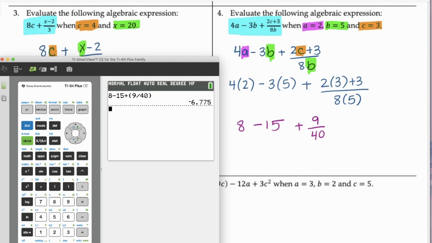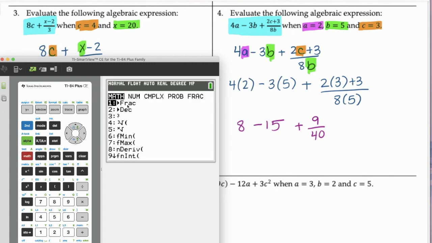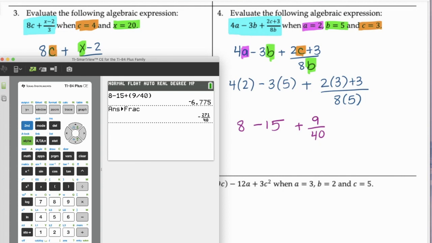Do not give us any decimals. What you want to do is always have a simplified fraction. So the calculator is awesome because this calculator can help you with simplifying your fractions. And how are you going to do that? You're going to go to math. Here's math. And I want to change this fraction. So I'm going to press frac, just enter. Now I'm going to press enter again. And the calculator gives me my fraction value. So this is equal to negative 271 over 40.